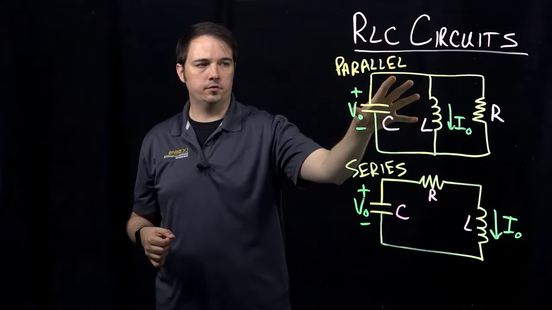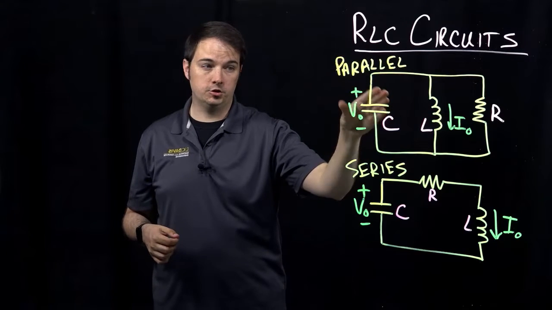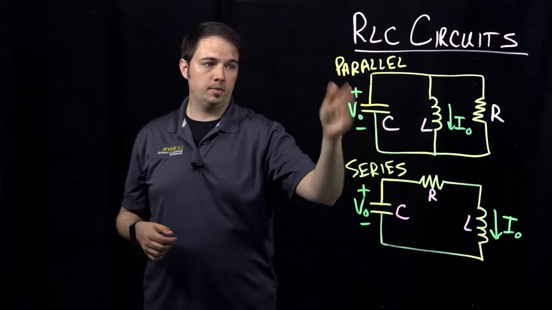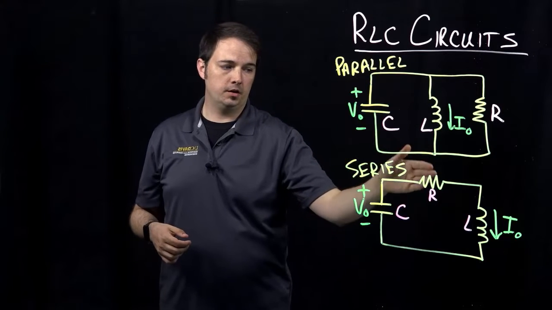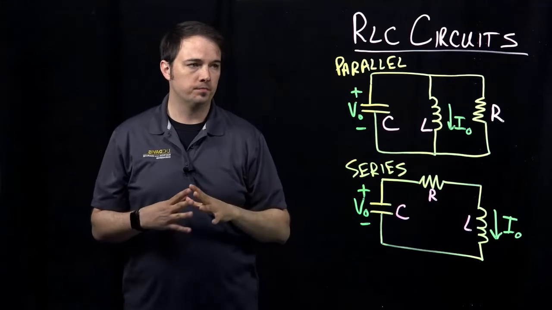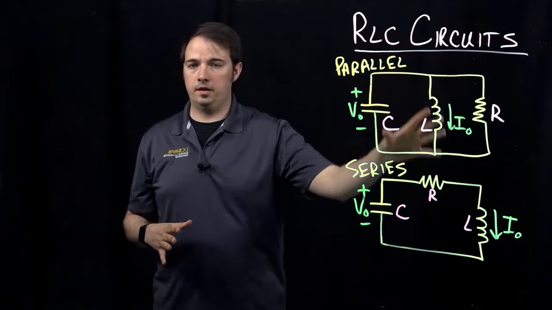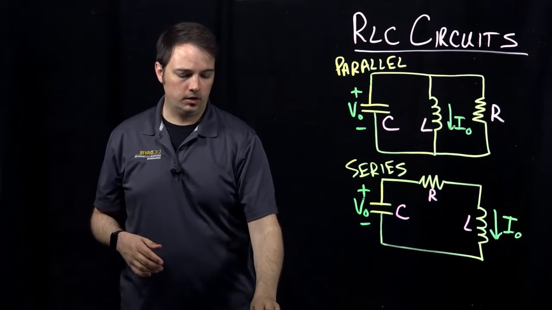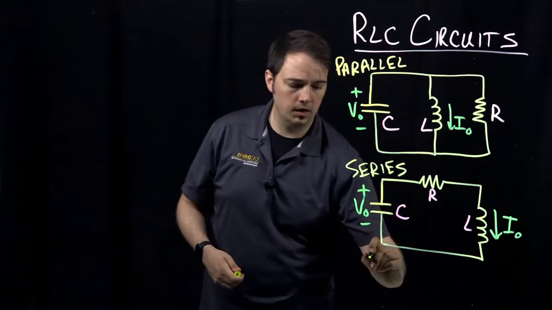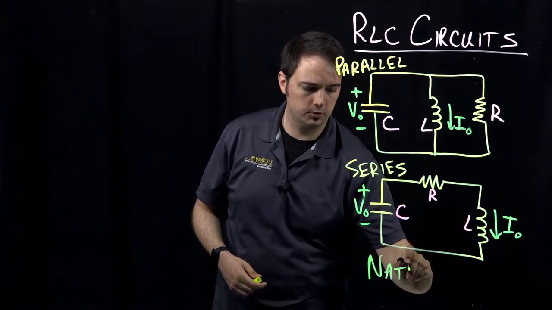So we're going to look at two specific cases: a parallel combination of resistor, inductor, and capacitor, and a series combination of the inductor, resistor, and capacitor. And in both of these, you can see that I have no source. So what we're talking about here initially is known as natural response.